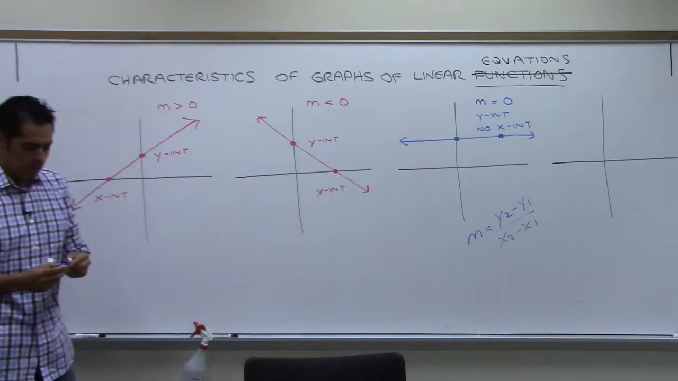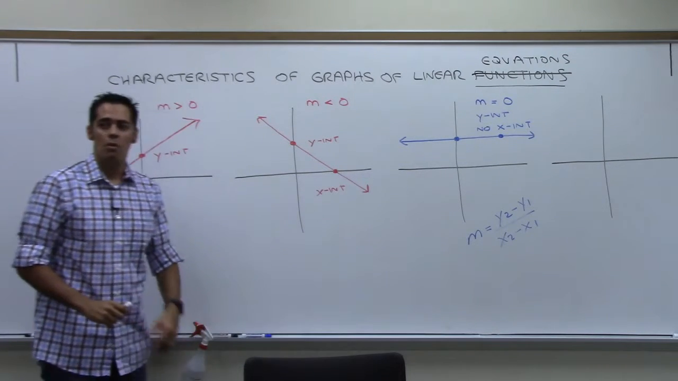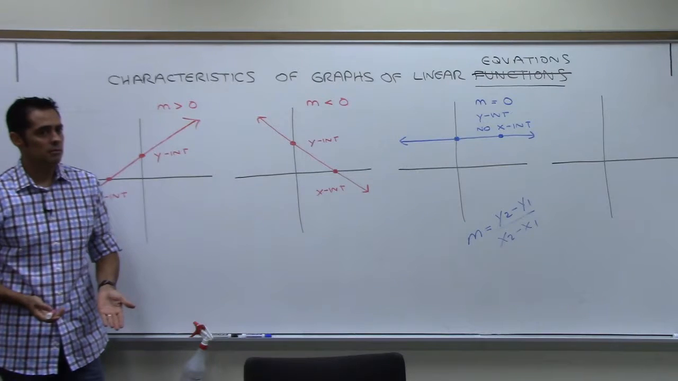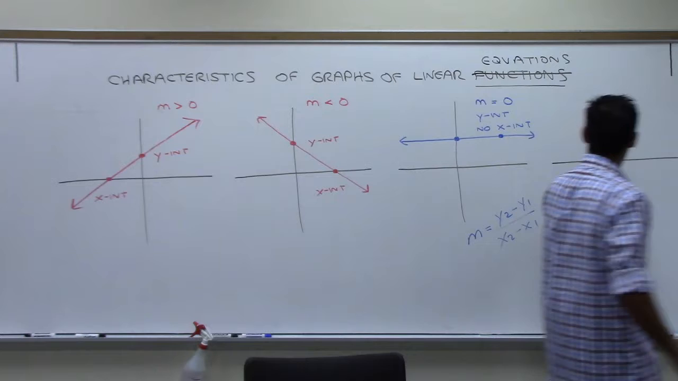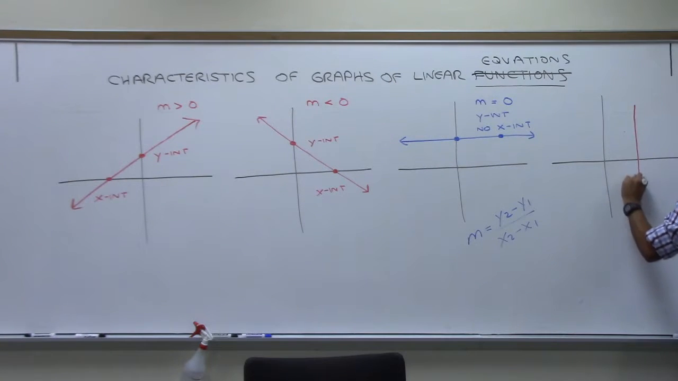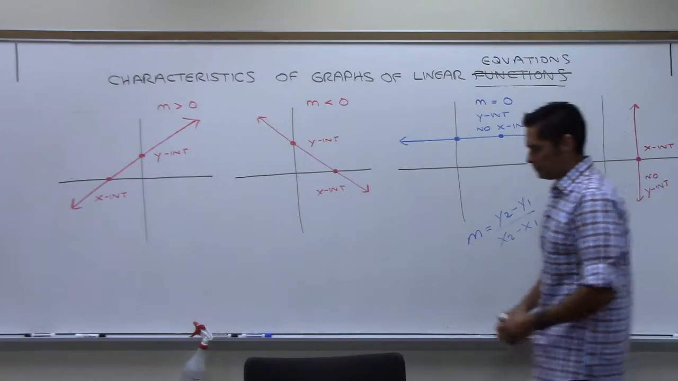Is it possible to have no y-intercepts? How? Vertical line, right? So what if I draw a vertical line like this? It's going to hit the x-axis. It'll have no y-intercept, unless what? I put it on top of the y-axis, right? What would the slope of this line be?